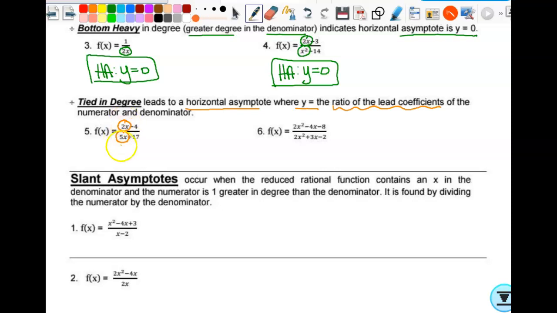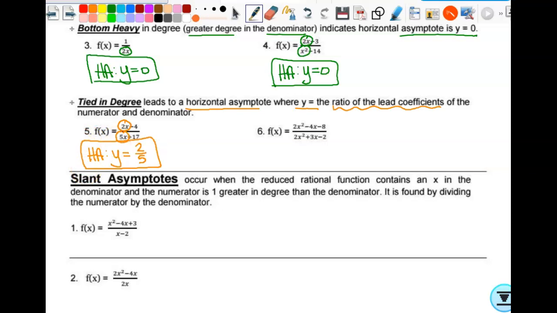And they're tied in degree because they're both to the first power, right? Caroline, are you with me? So that means that I do have a horizontal asymptote, and that's at y equals, so the ratio of the leading coefficients is 2 over 5, it's just 2/5. So that's the very little work you'd have to do.